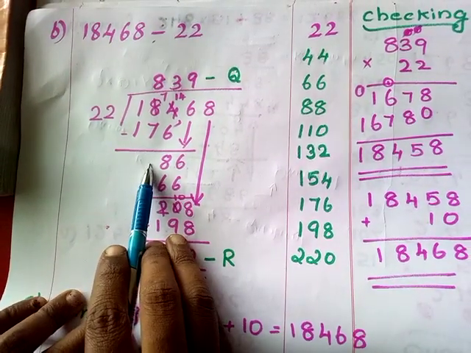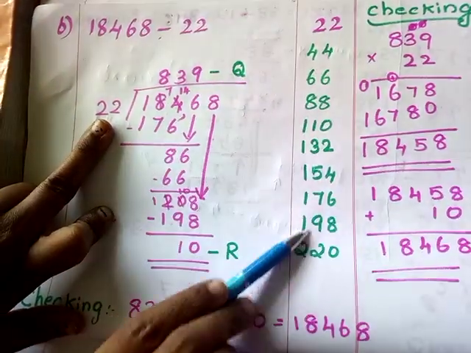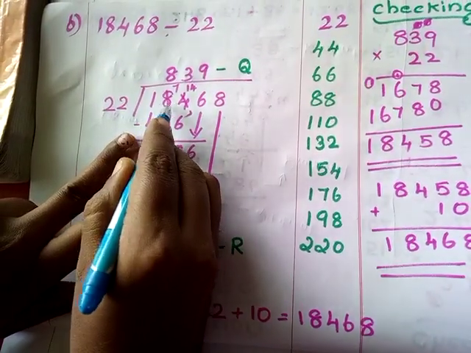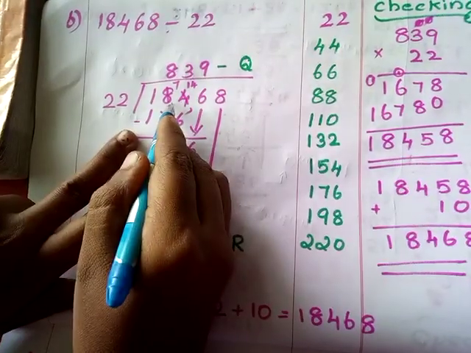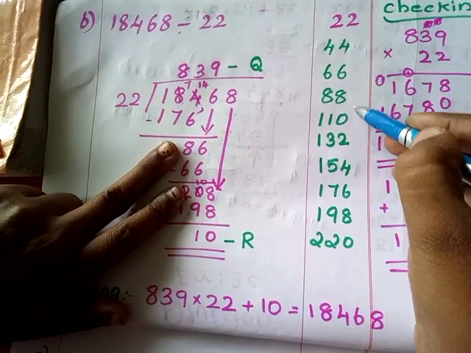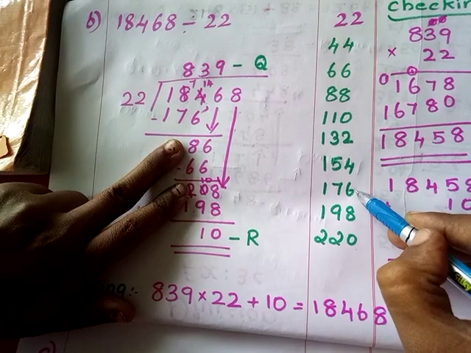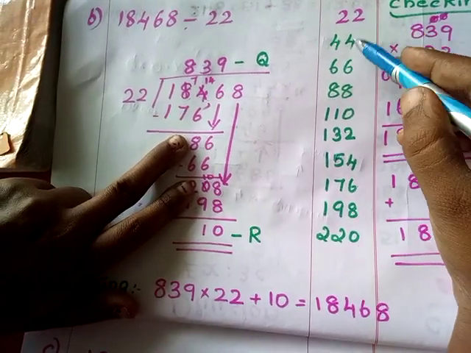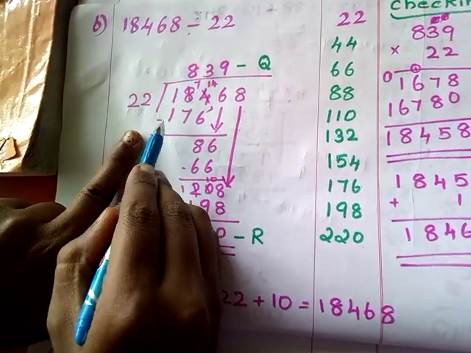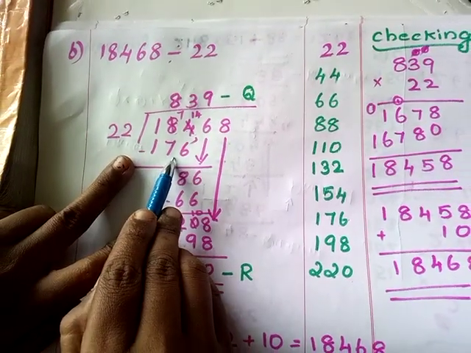So here is the second example for you. As I said, I have written everything. Here I have to write the table of 22 till 10, which I have written. Now my first 184 I have to take, because 18 if I take, it is smaller than 22. So I have taken 184. 184 I don't have in my 22's table. So which one can I take? 176, which is smaller than 184. So 1, 2, 3, 4, 5, 6, 7, 8. 8 times. So I have written 8, and 8 into 22 is 176. So here I have written 176.